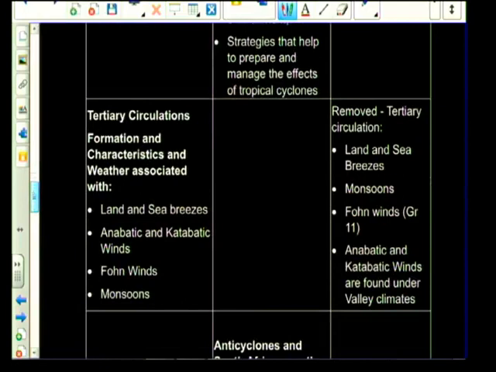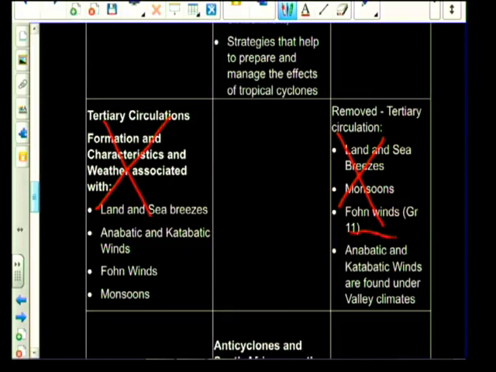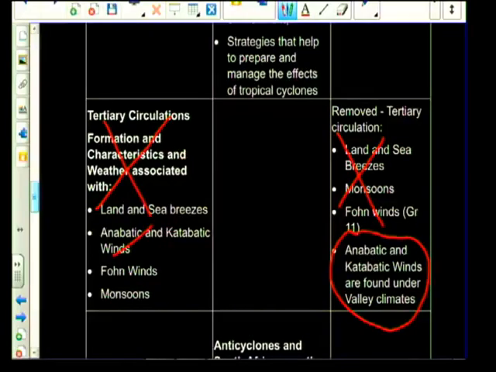All right? Now, it says removed. Okay? But be careful now, learners. We're removing land and sea breezes, monsoons, and foehn winds, which have been moved to grade 11. But anabatic and katabatic, when we come across valley winds or valley climates, we will see that this section is under there. So don't just put a big cross around this section. Remember, this one is there. Okay? These ones have been removed. Anabatic and katabatic is there.